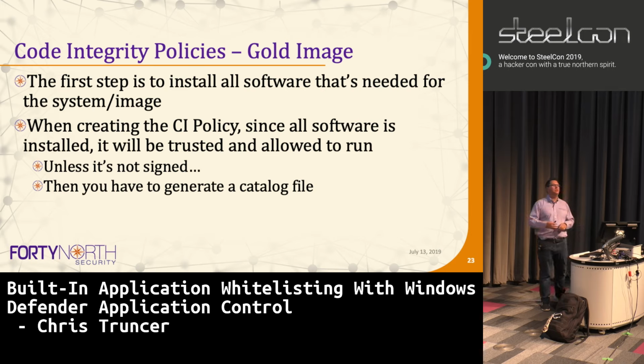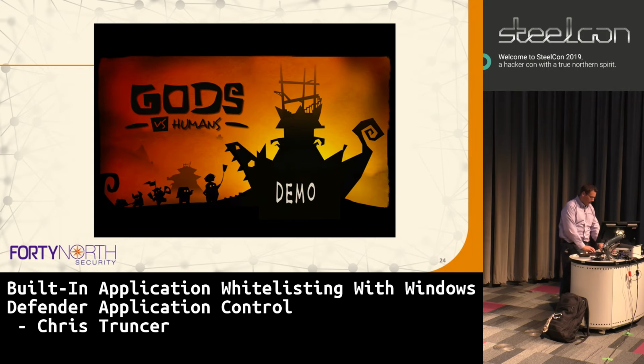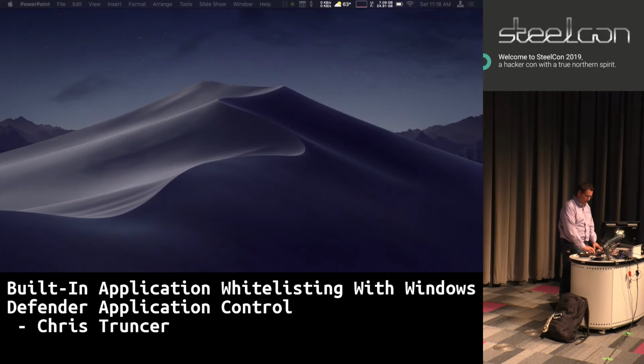Assuming that that's not an issue, and everything in a perfect world is digitally signed, if you run this cmdlet, New-CIPolicy, it will pick up everything that you need, and you will be able to have your rule set based off of your gold image system. So let's take a look at what it looks like. I can move this image over there.